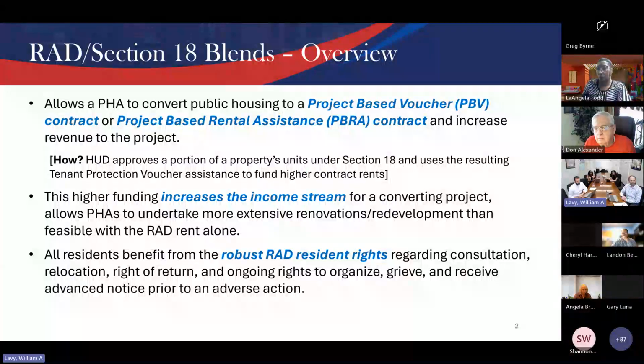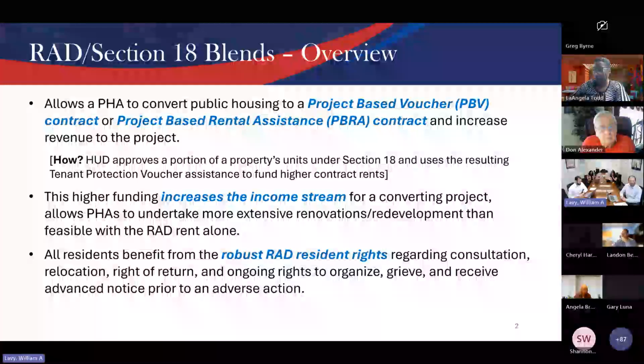This higher funding increases the income stream for a converting project, which will allow housing authorities to undertake more extensive renovations or redevelopment than is feasible with normal RAD rents.